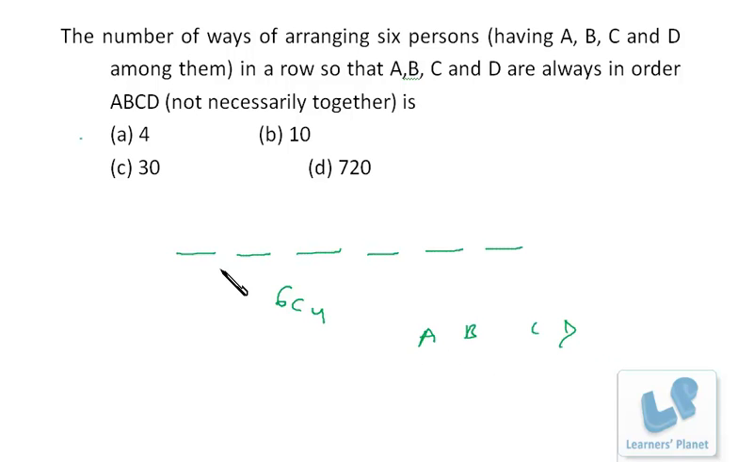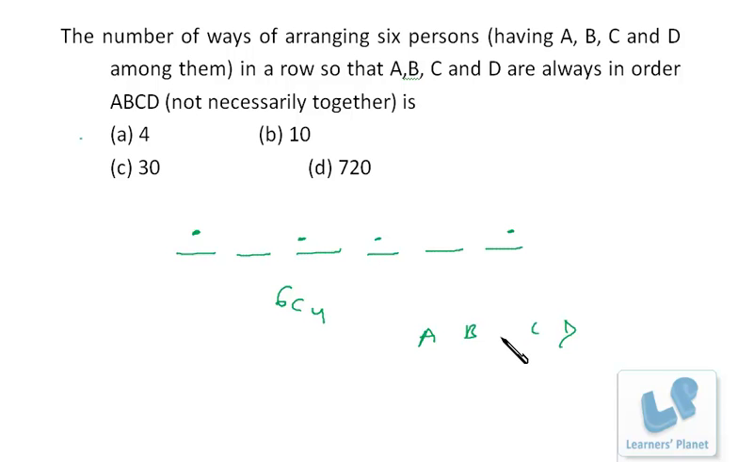This order should be there. Maybe the places are like this, this and this, but A will be before B, B will be before C, C will be before D, not immediately before but before. So we selected 4 places for A, B, C, D and make them sit in just a single way, right?